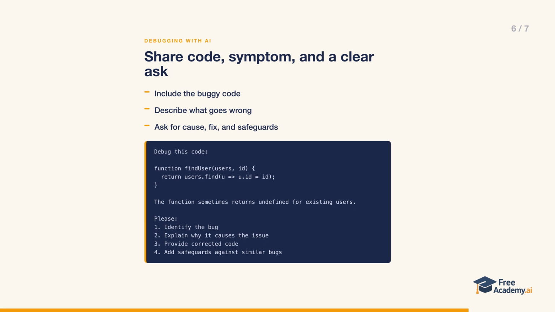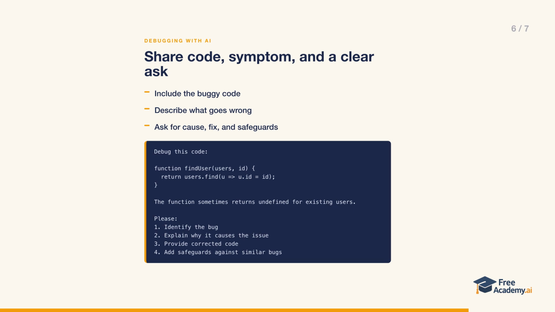Here's a findUser function that sometimes returns undefined for users that clearly exist. The bug is subtle. Inside the find callback, it uses a single equals sign, which assigns instead of comparing. Notice how the prompt is structured. It shares the code, describes the symptom, then asks for 4 specific things. Identify the bug, explain why it causes the issue, provide corrected code, and add safeguards against similar bugs.